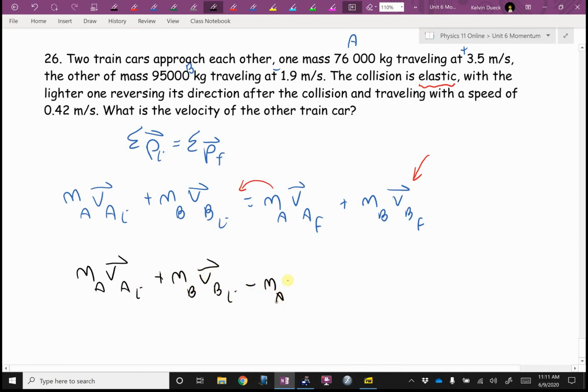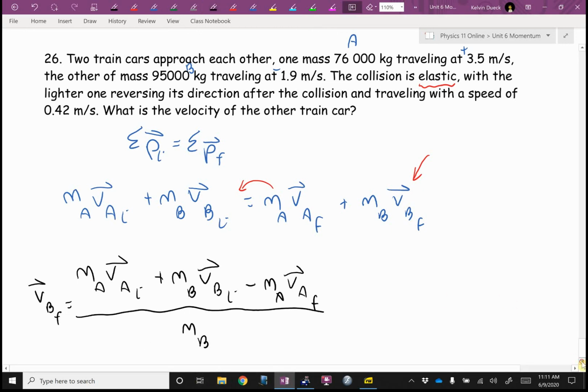minus mass A, V, A final. And then I guess to get the V by itself, I would divide by the mass of B. That's going to give me V, B final all by itself. And now it's plug and chug. Complicated plug and chug, but it is plug and chug.